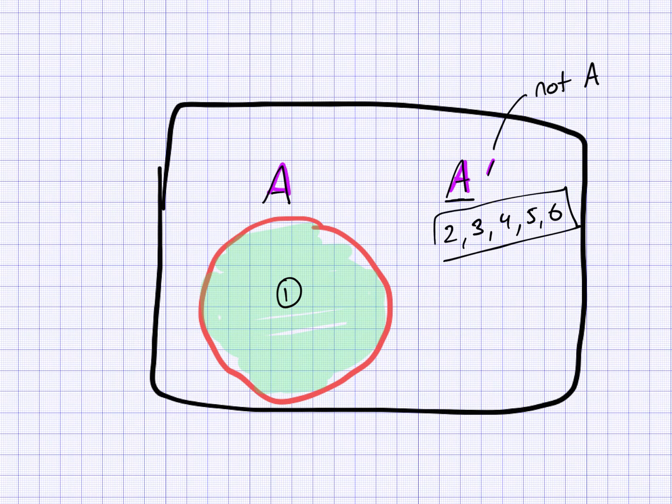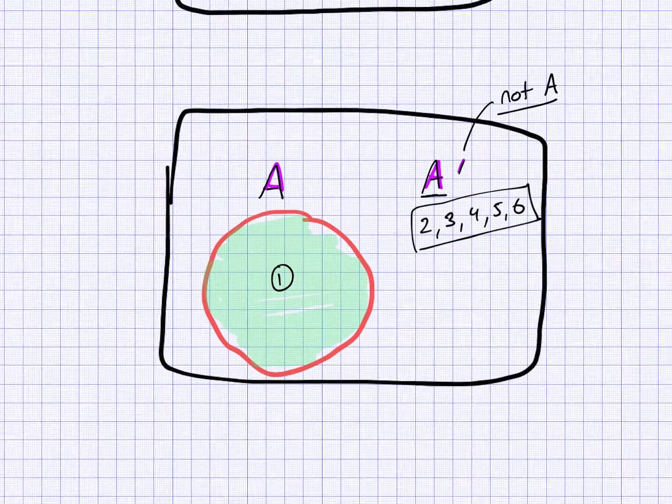But I don't refer to it as a 2, 3, 4, 5, or 6. I refer to it as not a 1. Because in probability, those are the things I'm interested in. Certain thing happening or not happening. I'm not interested in the other possibilities. All right, so that's something to put into your book.